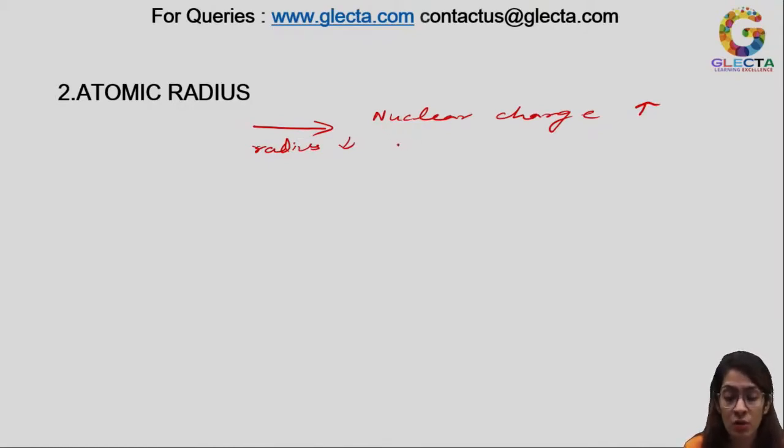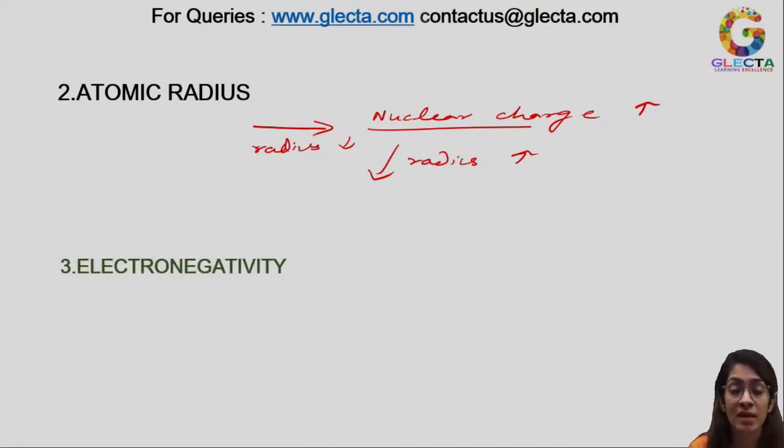Now, while moving down the group, the atomic radius would increase. And why is that? It would be because of the presence of an additional principal energy level which is further away from the nucleus. When you go down, an additional energy shell is added, and that energy level is farther away from the nucleus, as a result of which the nuclear charge, that is the attraction between the outermost shell and the nucleus, would now decrease, and due to this decrease in the nuclear charge, the atomic radii would now increase.